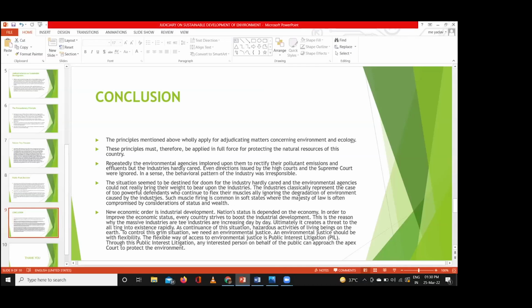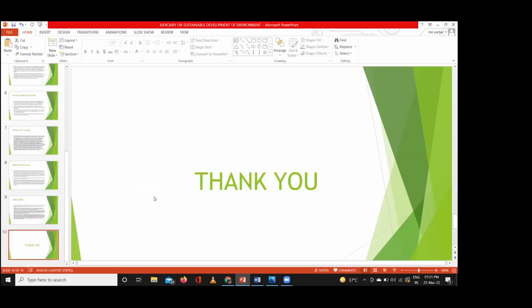To control this grisly situation, we need environmental justice. As environmental justice should be flexible, the flexible way to environmental justice is public interest litigation. Through this public interest litigation, any interested person on behalf of the public can approach the court of the environment. Thank you.